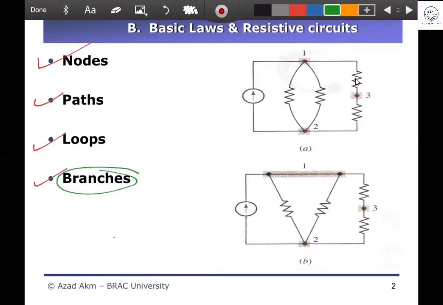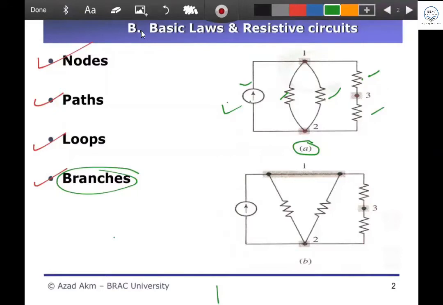So if I ask you, in this figure A, how many elements are there? How many branches are there? How many elements are there? Five, sir. Five. Yeah. Okay. All of you answered.